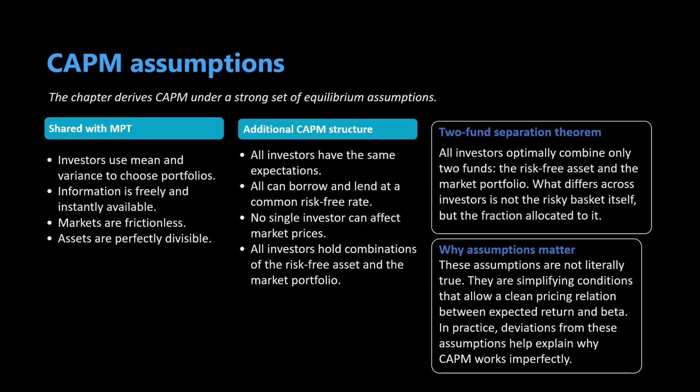Why do these assumptions matter? They are not literally true, and no serious practitioner pretends otherwise. These are simplifying conditions that allow a clear, tractable pricing relationship between expected return and beta. In practice, deviations from these assumptions, such as asymmetric information, taxes, borrowing constraints, heterogeneous beliefs, and others, help explain why CAPM's empirical performance is imperfect. Understanding the assumptions helps you understand the model's failures.